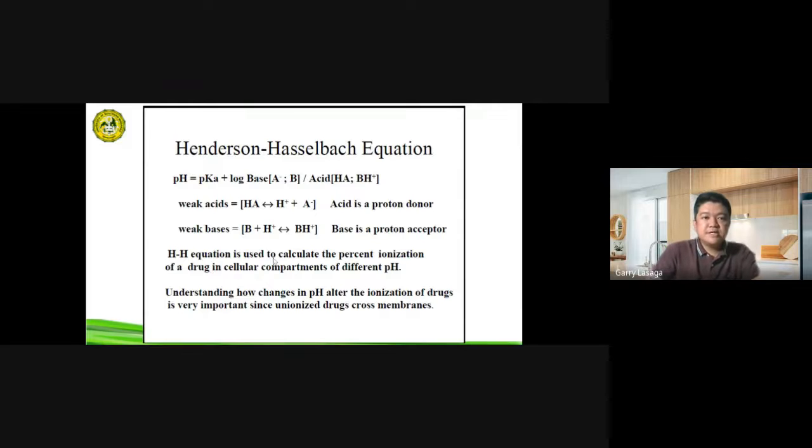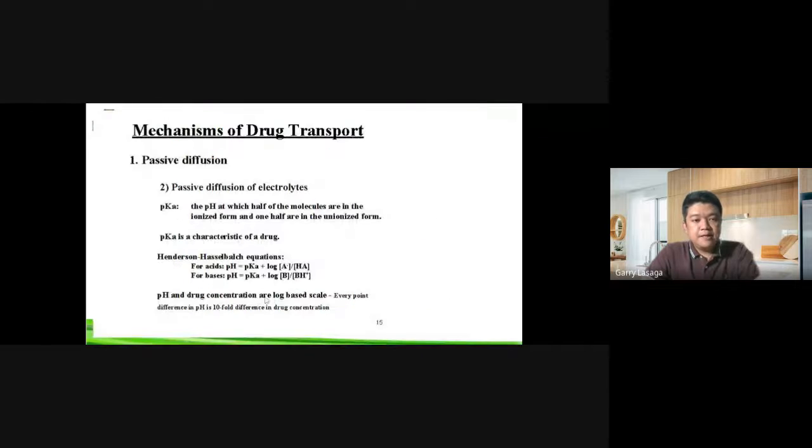So therefore, we can say that the absorption of a particular drug is not only influenced by whether that particular drug is acidic or basic, but it could also be influenced by, number one, its pH, whether that particular drug is acidic or basic. Number two, the pH of the environment, whether the environment is basic or acidic. So understanding how changes in pH alter the ionization of the drugs is very important since unionized drugs cross the membranes.